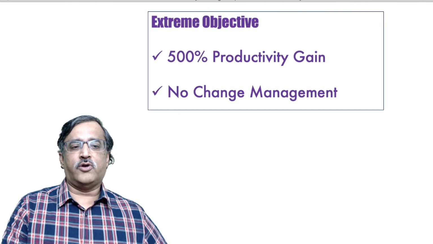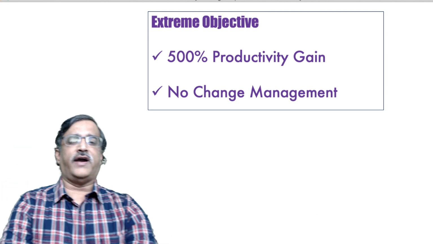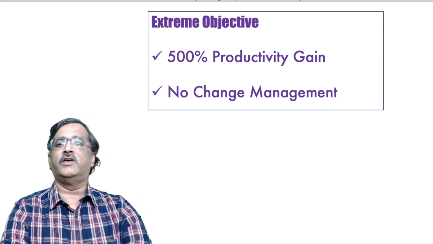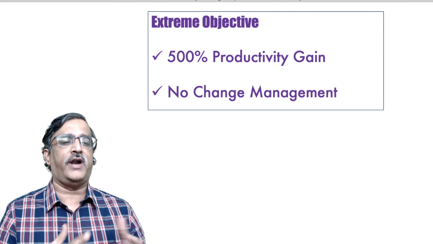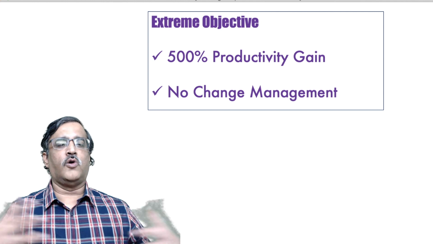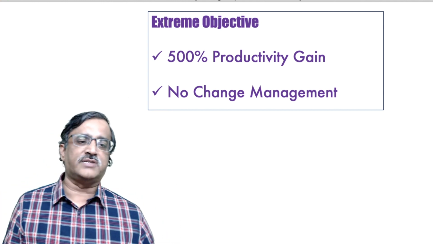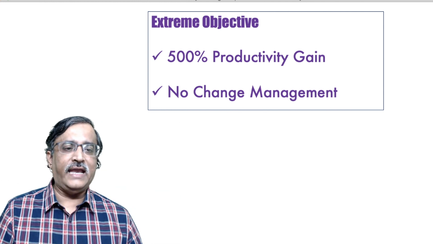Now, as I told you many times before, in the IT department, we had this idea of a 500% productivity gain and no change management. And I thought of this because I found that IT mostly goes for a 15 to 20% productivity gain at best. And if you're talking about a rollout across a large organization, hundreds of thousands of people, by the time the change management is done, you get probably negative gains.